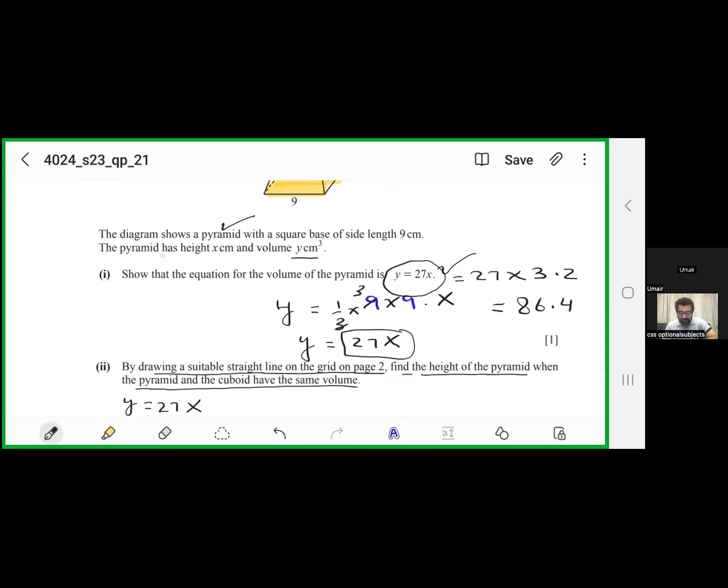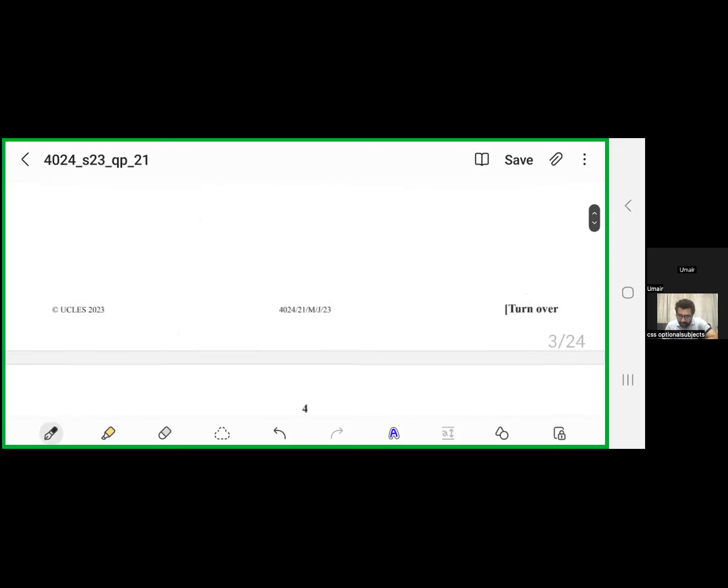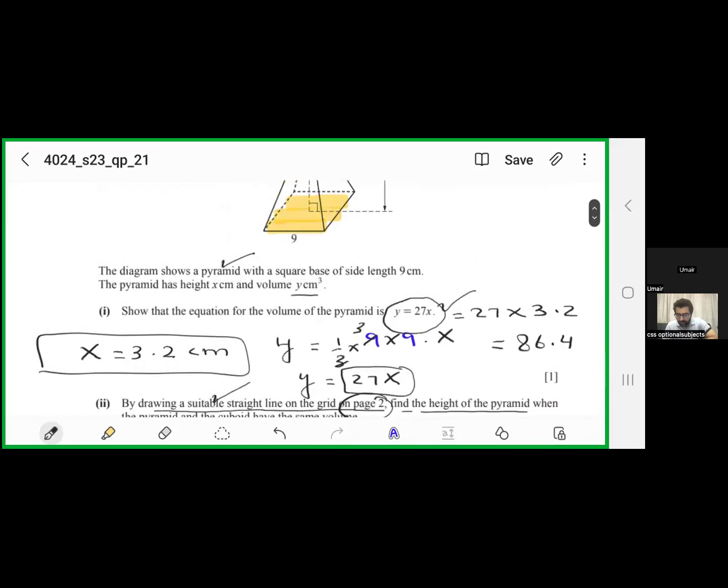Because they have asked us that by drawing a suitable line on the grid on page 2, find the height of the pyramid. And height of pyramid is represented by x. So height is 3.2 centimeters. So this is the solution for this question. Let us see if we have any other part left. No, this is the complete solution of question number 1 of this paper.